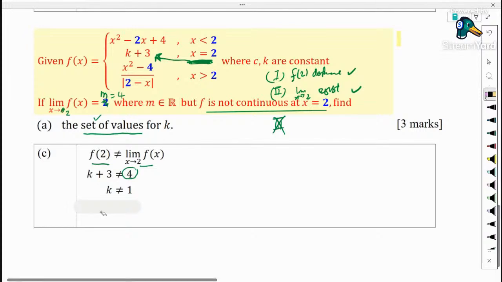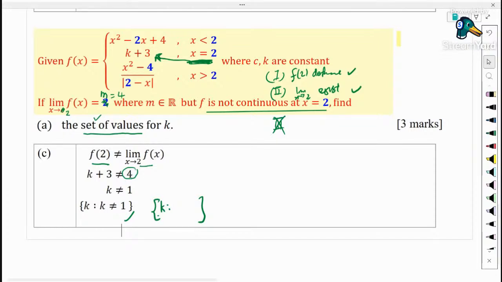And this is not the final answer required, because the question asks for the set of k values. So I need to write in set notation. And how we write the set notation is, now we discuss the unknown k. So if we have {k : ...}, what is the condition for k? The condition for k is that k shall not equal 1. So this is the set notation that we need. So there goes the solution for section B, question number 5.